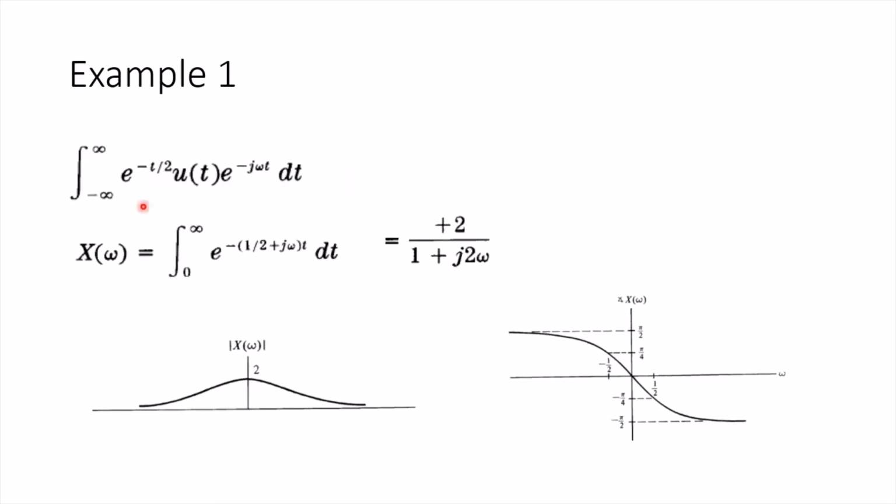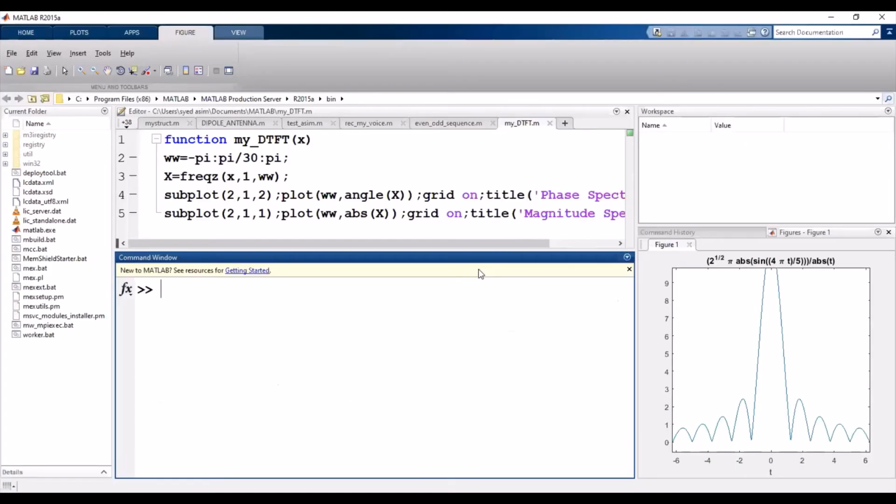Because of u of t, the integral limits change from minus infinity to infinity to now 0 to infinity. If we integrate, the result is this. And in the bottom we have the magnitude spectrum of this signal and the phase spectrum. Let's try to solve it in MATLAB. First of all we need to define the symbolic variable.